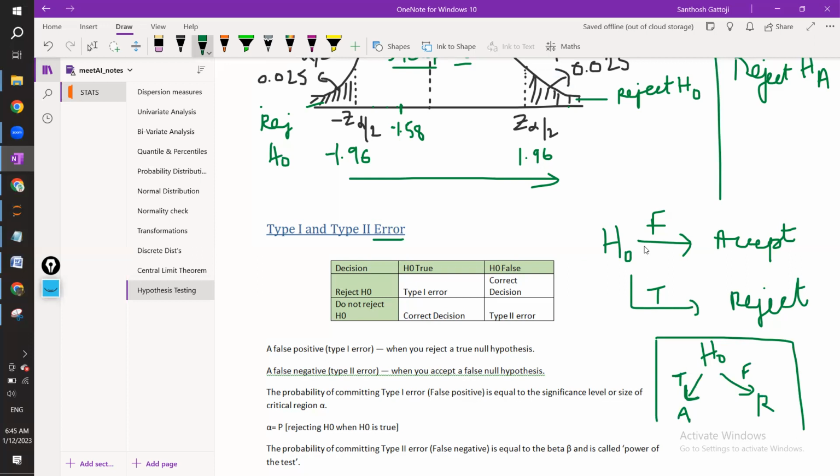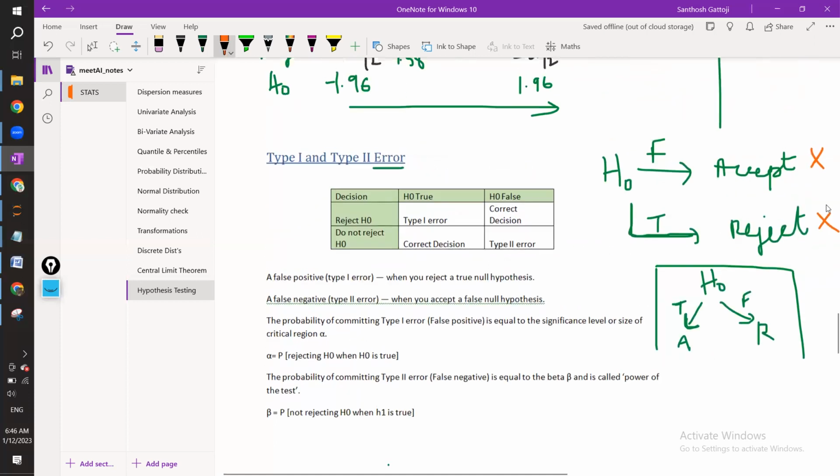Similarly, if the null hypothesis is true, instead of accepting, if you are rejecting, this is an error. Similarly, if a null hypothesis is false, but you have accepted it due to some reason, that is also an error. Is this logic clear, guys? I mean, these two we have seen in the above two examples, right, Santosh?